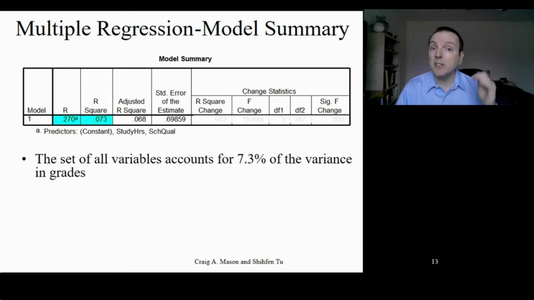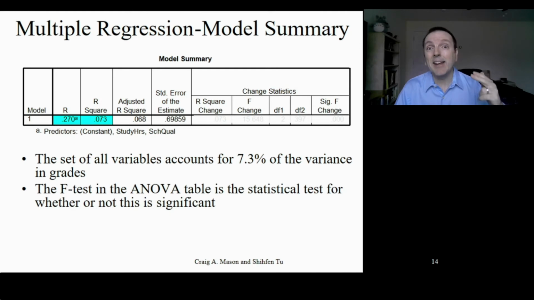How much of the variance in the outcome is being accounted for by our set of predictors. Here we see that our set of two variables has an r squared of 0.073. In other words, they account for 7.3% of the variance in grades. Notice it doesn't tell us if we rejected or failed to reject the null. It just gives the r squared value. If I want to see whether the r squared of 0.073 was large enough to reject the null, I need to look at the ANOVA table.